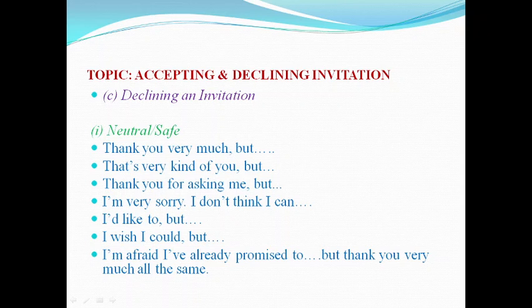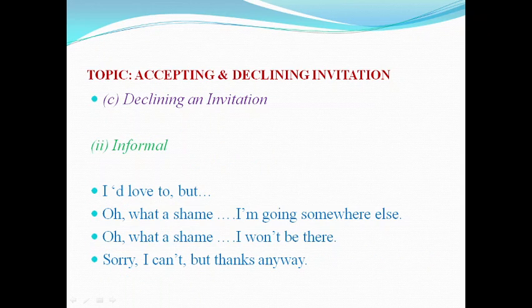After discussing this, we have formal ways and informal ways of declining invitations. Let us see some informal expressions. The very first expression, I would love to, but my dear friend, I may not be available. I am really sorry. I would love to join your birthday party, but I can't come, my dear friend, because one of my family members is not well. You can give different reasons.